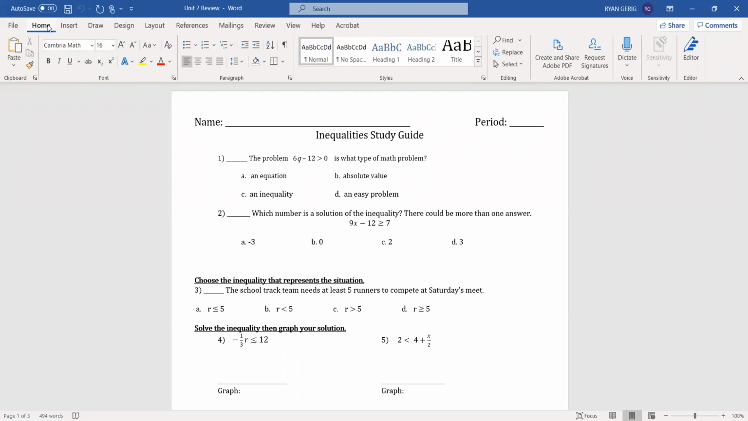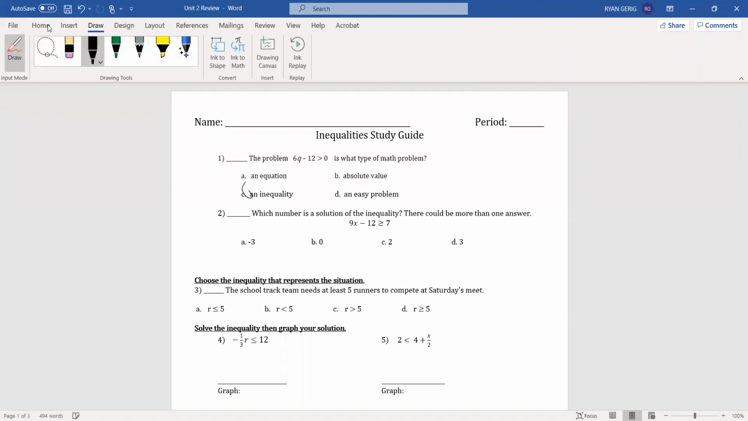All right, so number one, the problem 6q minus 12 is greater than 0 is what type of problem? The answer here is an inequality, right? That's a terrible circle, but it is an inequality. I hope it's an easy problem, but technically it's an inequality.